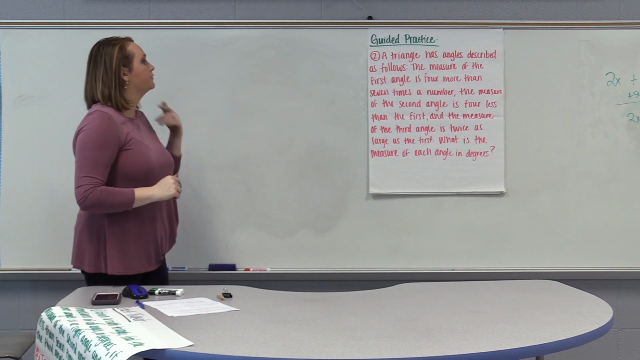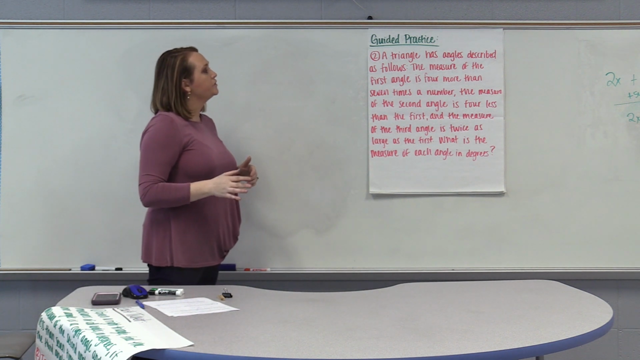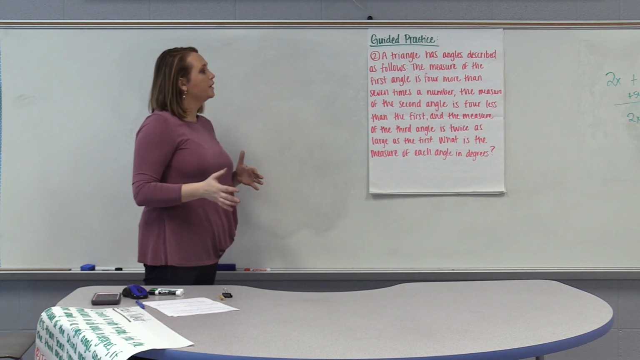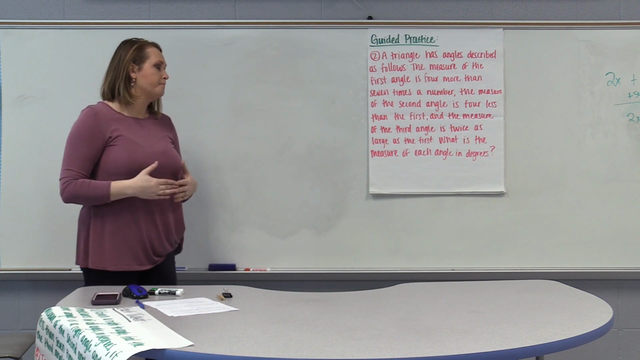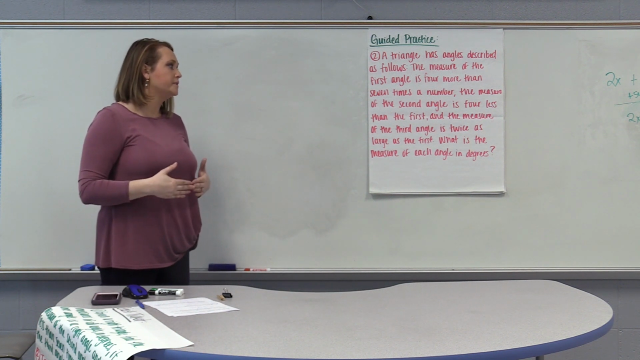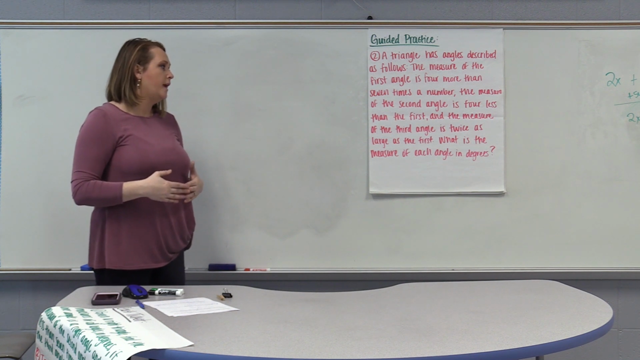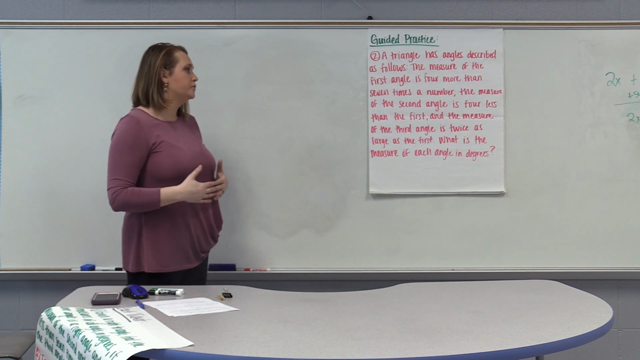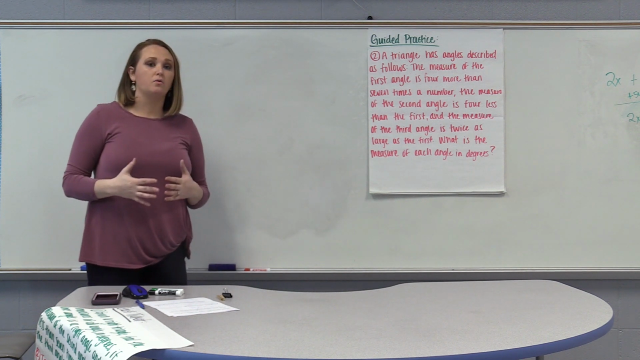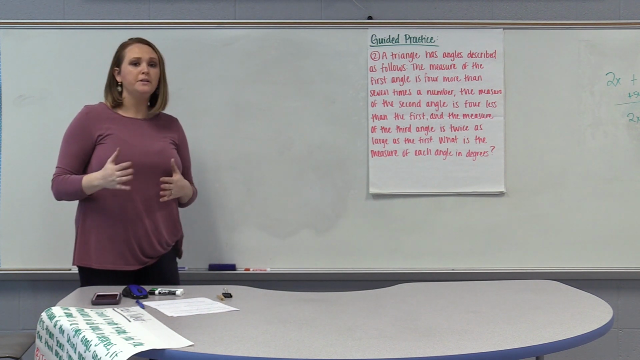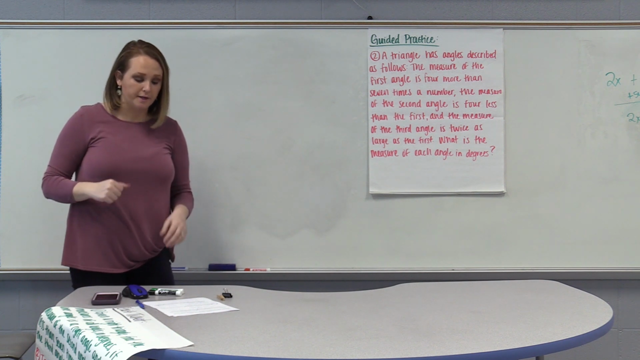Practice number 2 says as follows. A triangle has angles described as follows. The measure of the first angle is 4 more than 7 times a number. The measure of the second angle is 4 less than the first. And the measure of the third angle is twice as large as the first. What is the measure of each angle in degrees? Be sure to draw yourself a visual for reference.